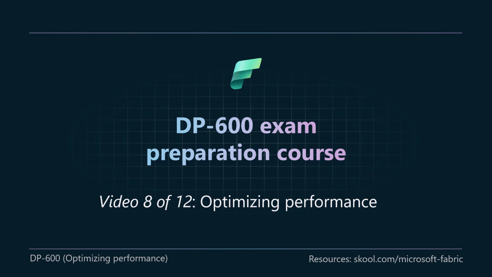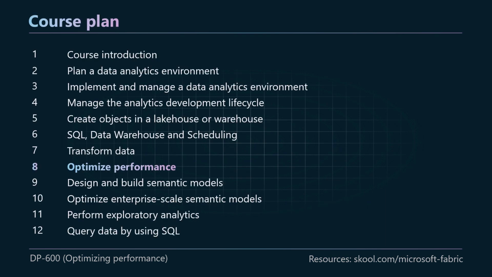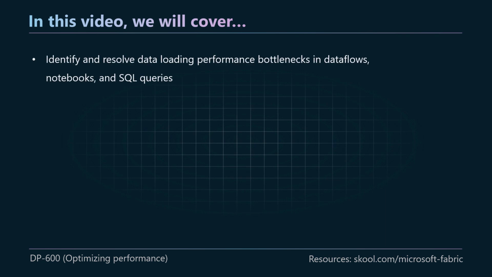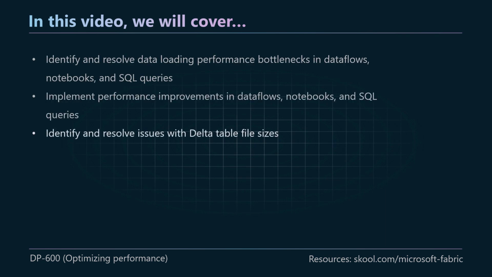Today we're continuing our DP-600 exam preparation course and we're up to video 8. We're making very good progress here on the course plan. Today we're going to be looking at optimizing performance, and specifically we're going to be covering these bullet points in the DP-600 study guide. So we're going to be looking at mainly identifying and resolving performance issues, right?